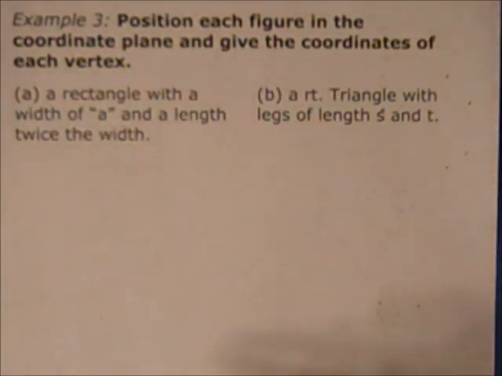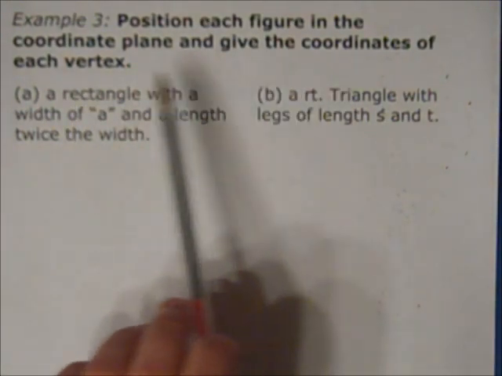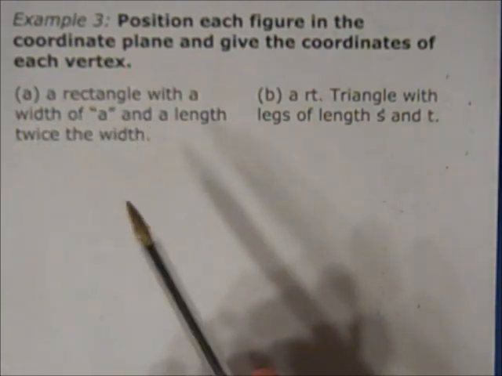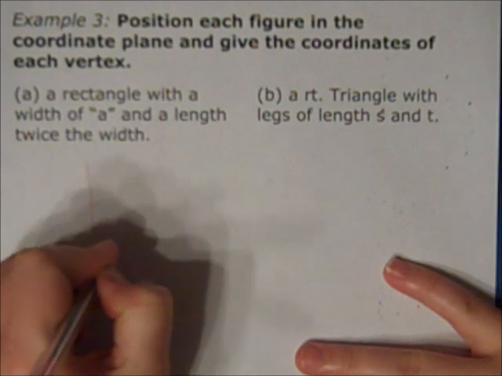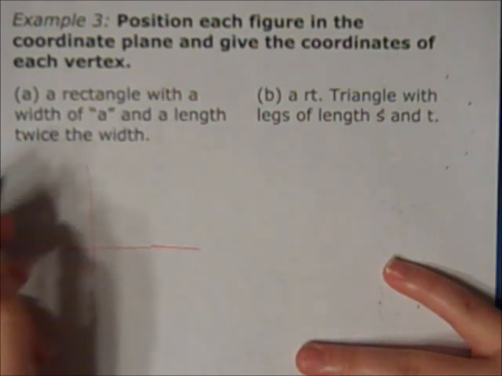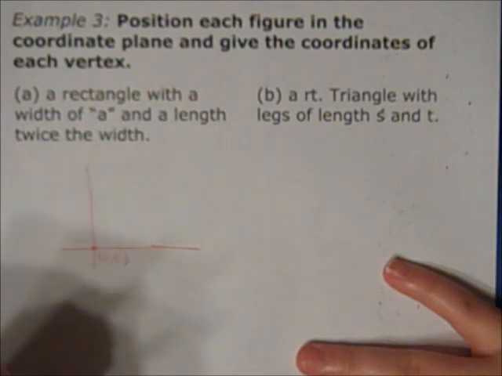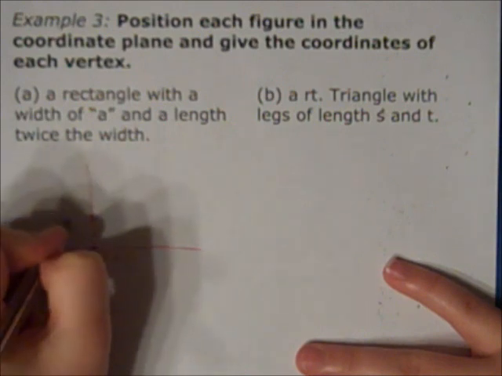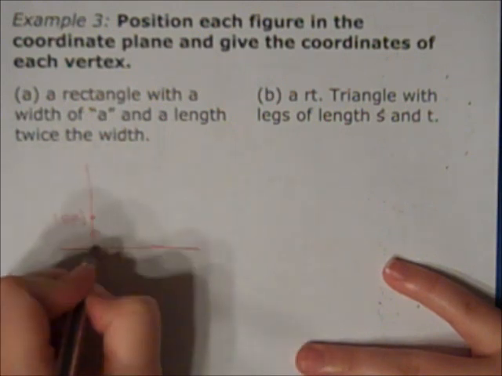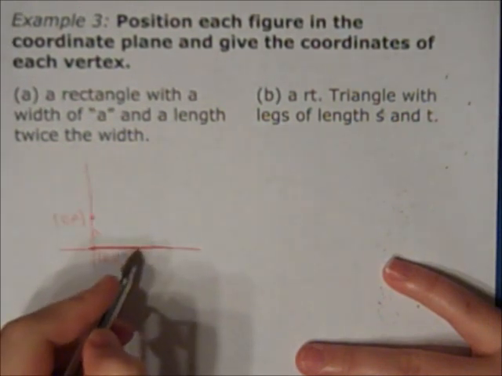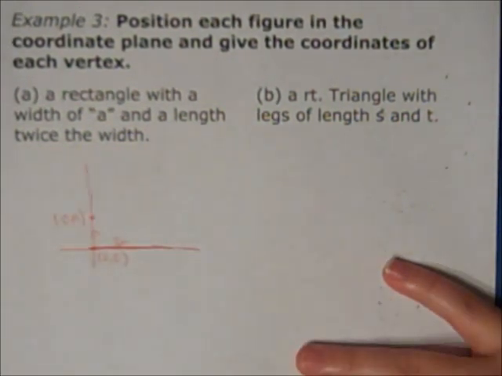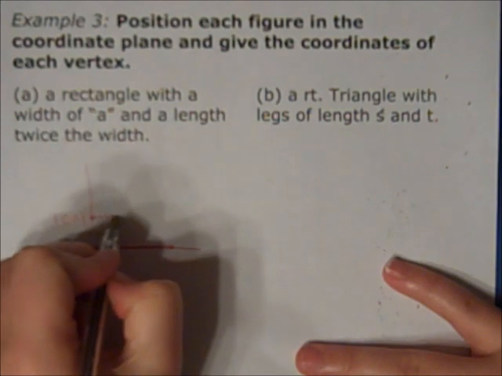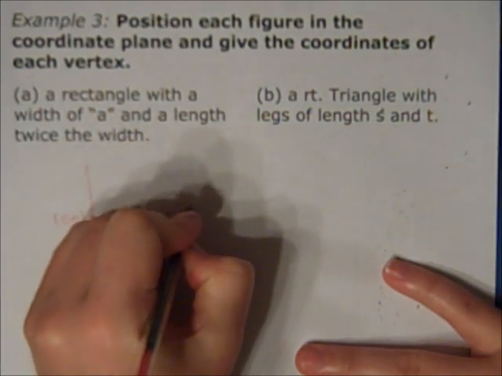Okay, so position a figure in the coordinate plane with the given coordinates. A rectangle with a width of A and a length that's twice the width. Okay, so I'm going to do that same trick where I use the origin. A width of A, so I'm going to come over here, and if this is A long, then this point would be 0, A. If the length is supposed to be twice the width and the width is A, then that would be 2A. So this point would be 2A, 0. And then this last point over here would be 2A, A.